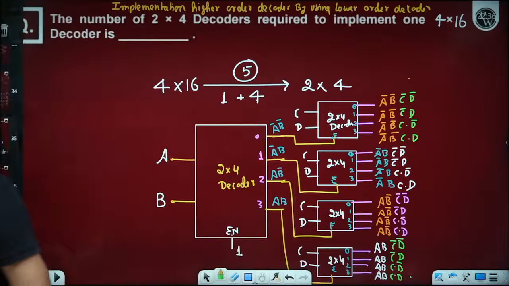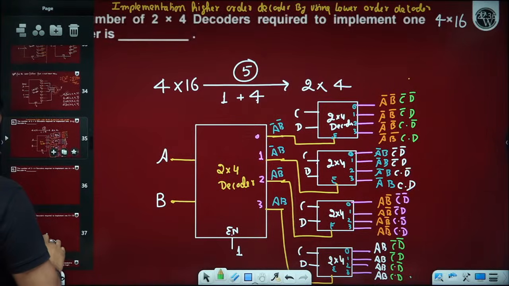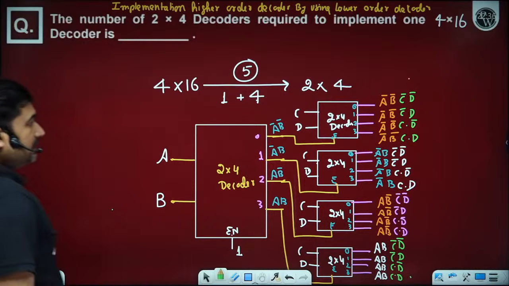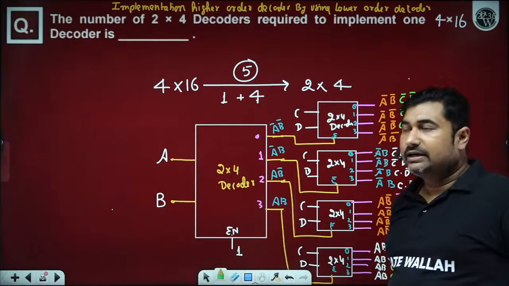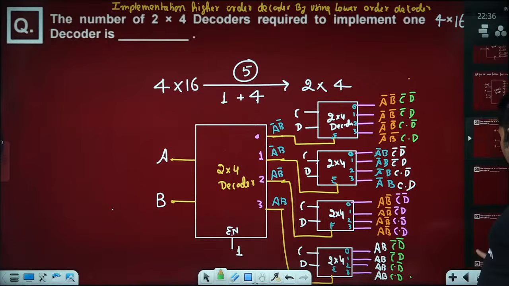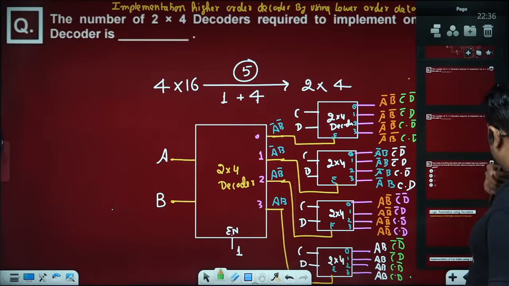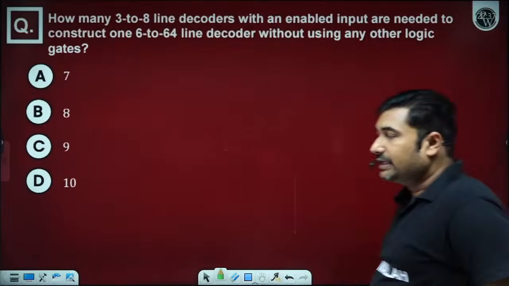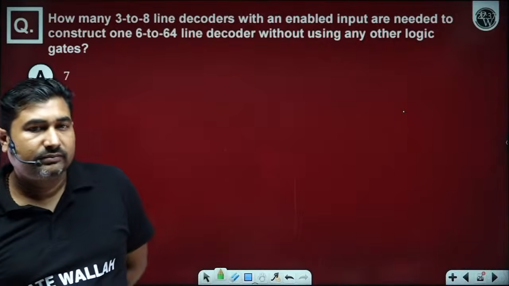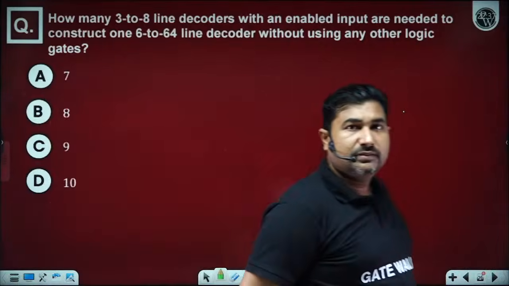Are you able to understand up to this part? Is there any doubt in this? Please let me know by writing in the comment section. Can you implement any higher order decoder by using lower order decoder? Can you answer this one?